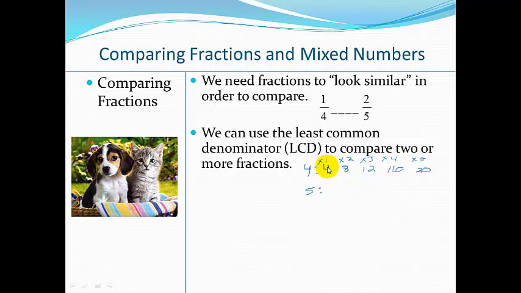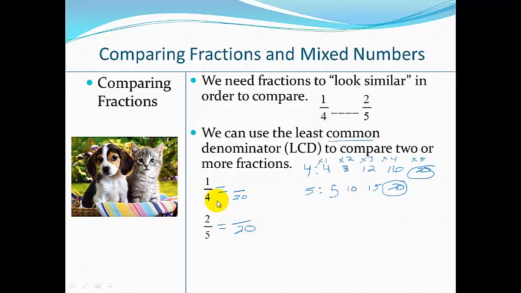Then I go 5 times 1 is 5, 5 times 2 is 10, 5 times 3 is 15, and 5 times 4 is 20. As soon as we get a number that is in common, hence the word common, we know that we're done. So our common denominator is going to be 20. Here are our two fractions. The first thing I want to do is make them have the denominator of 20, so they have the same name.